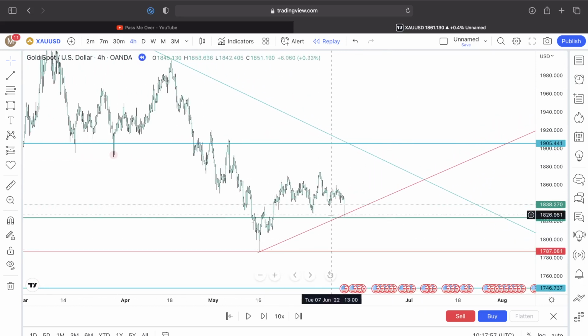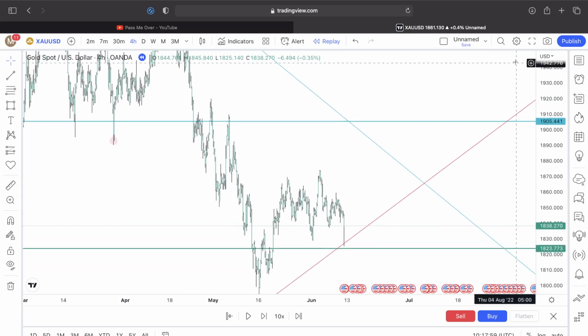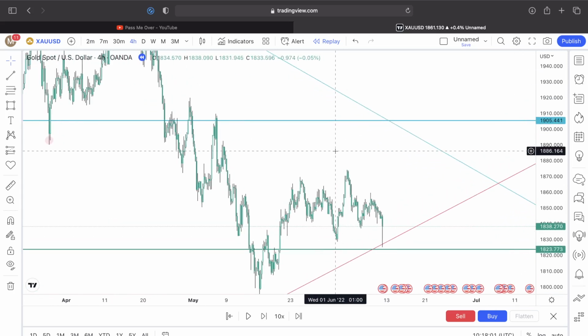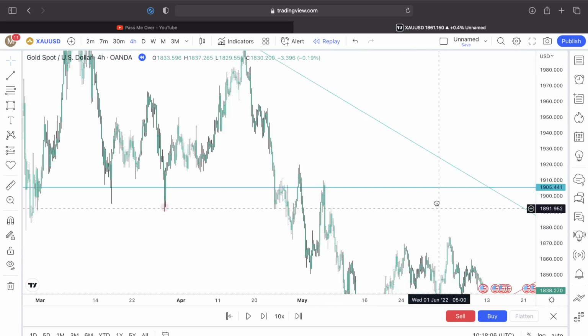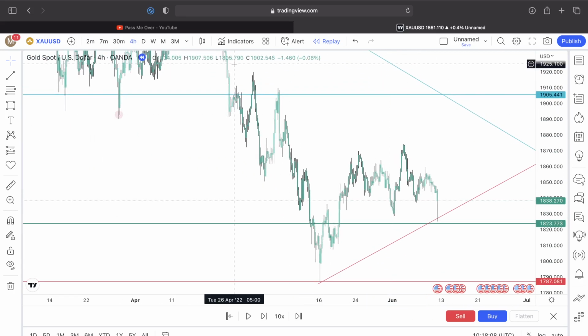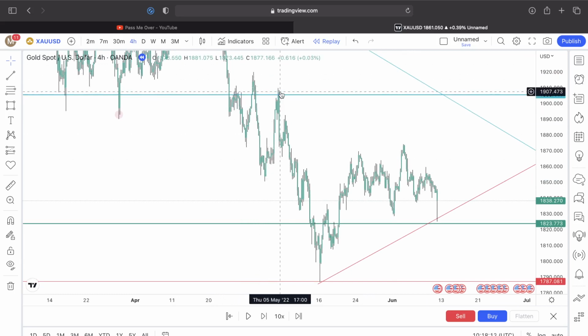We have the support and resistance line, okay? We have the trend line, and we have a little bit of understanding of how the market structure is, okay? So we have the last lower high, then lower low, higher low, then higher high, okay? Then higher low, higher high.